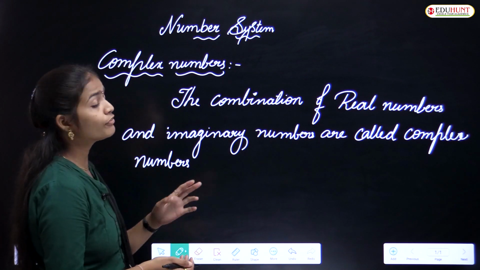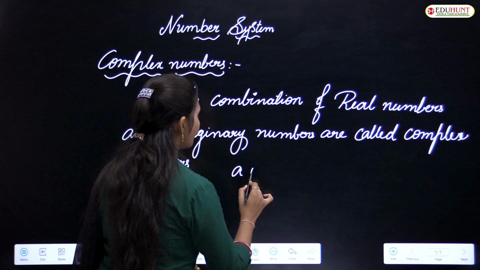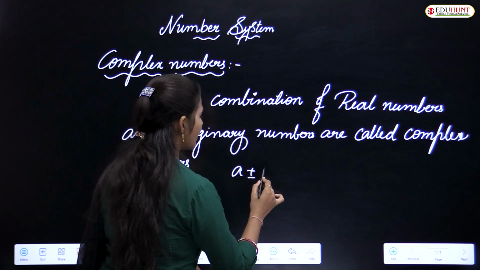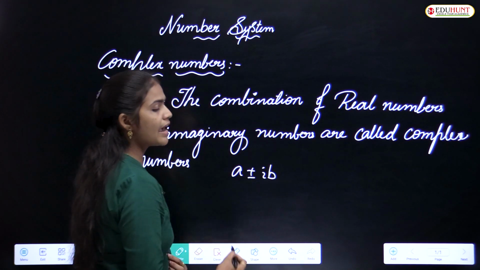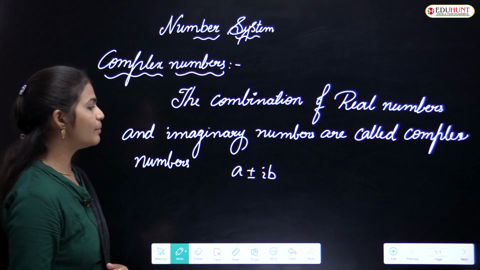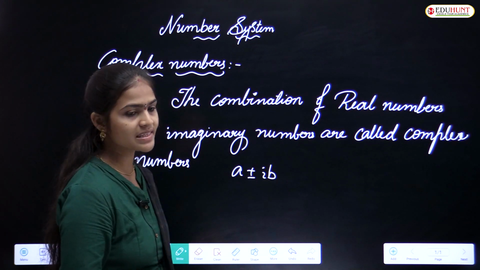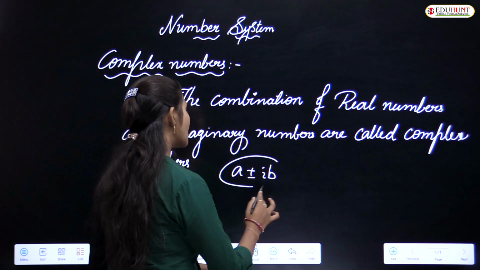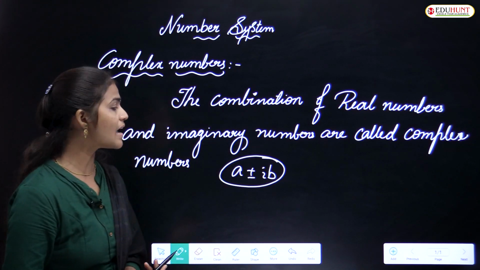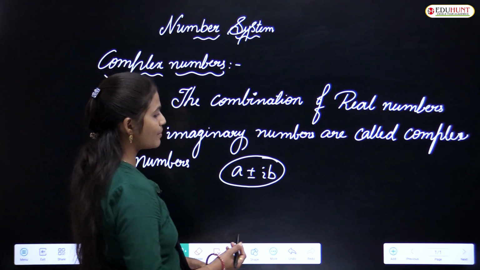So let us say that a is a real number here, plus or minus ib also we can take. In ib, i is an imaginary number and b is a real number. So a and b belong to real numbers and i is an imaginary number. The number which is in the form of a plus or minus ib, then we will call those numbers complex numbers.